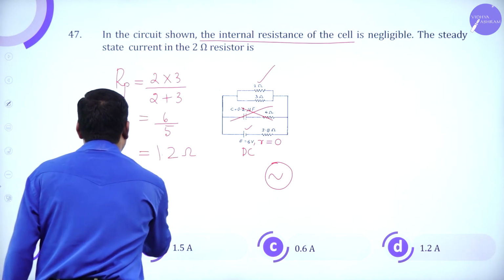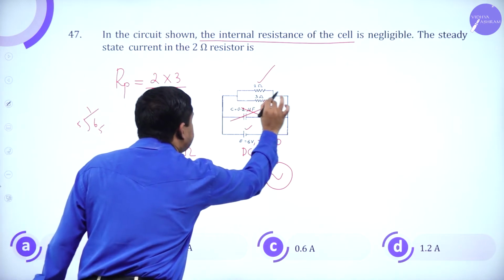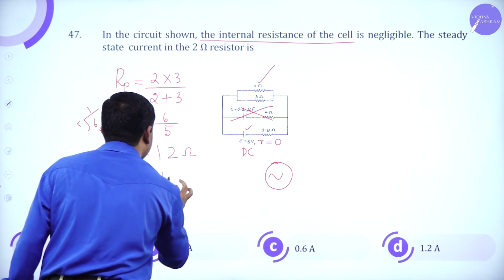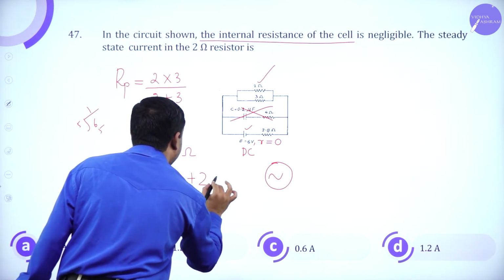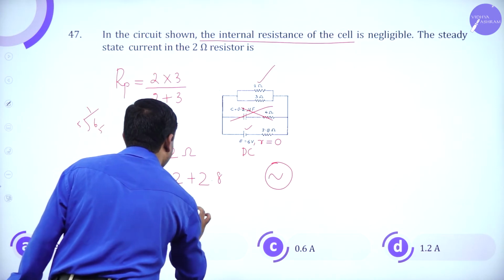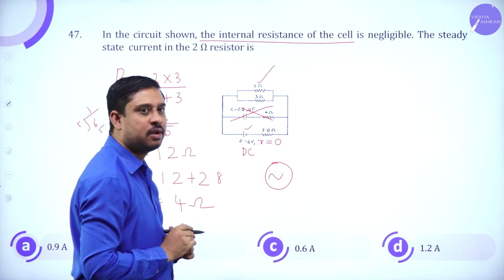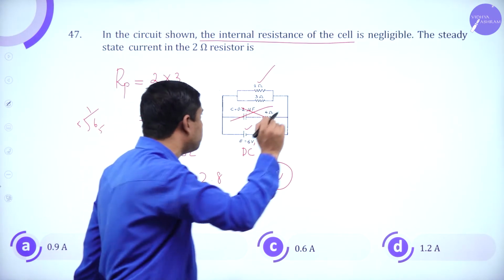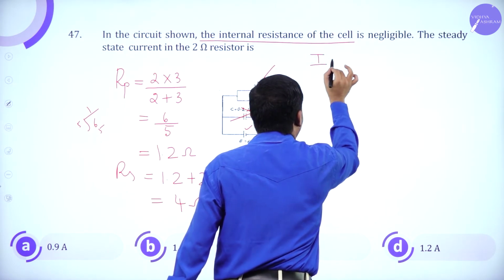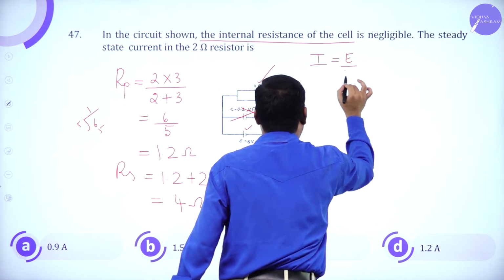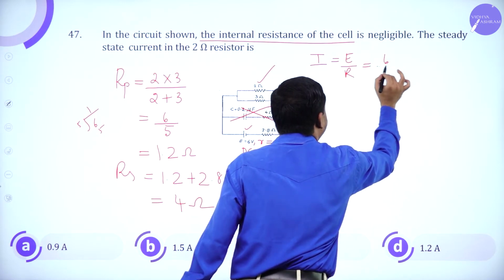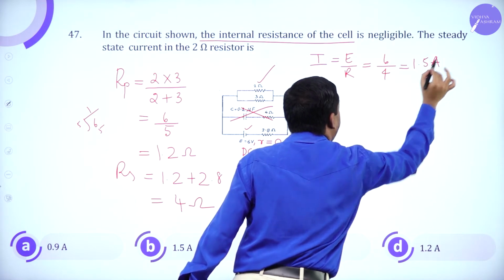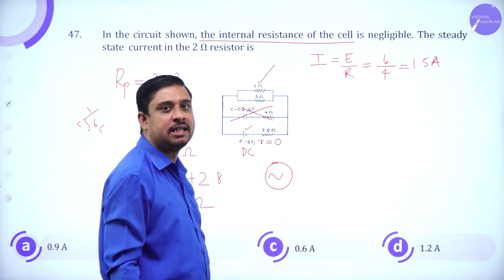Now, if you observe, this 1.2 and 2.8 are in series. So 1.2 plus 2.8 is 4 ohms. So the effective resistance turns out to be 4 ohms. Current flowing is E divided by R, 6 by 4, again 1.5 amps. This is the main current.